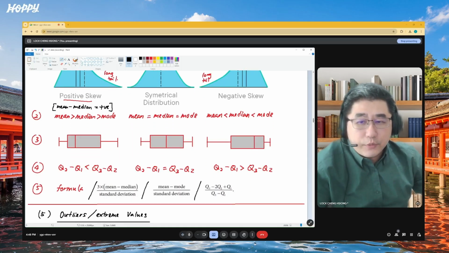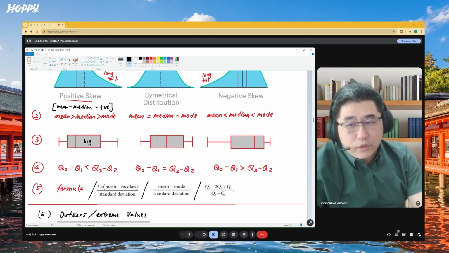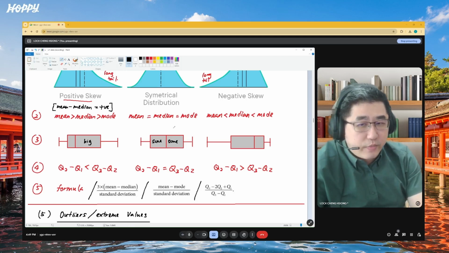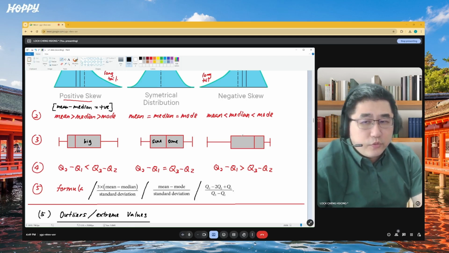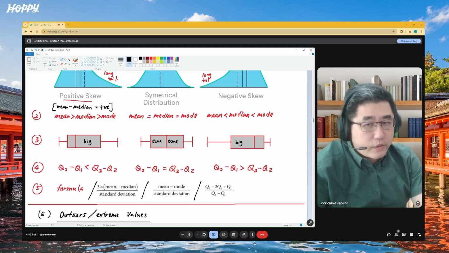Then next, number 3. If I draw a box plot and the bigger size of the box is on the right side, then we say it's positively skewed. If the two boxes are the same size, then we say it's symmetrical. For negatively skewed, the bigger box is on the left side, then we say it's negatively skewed.